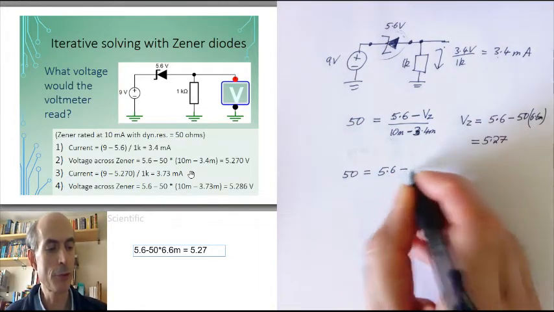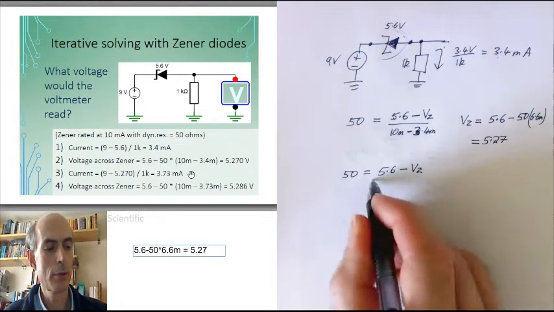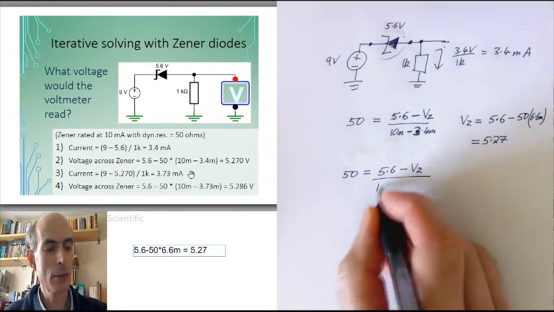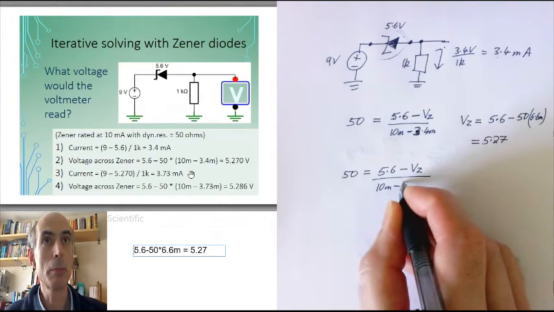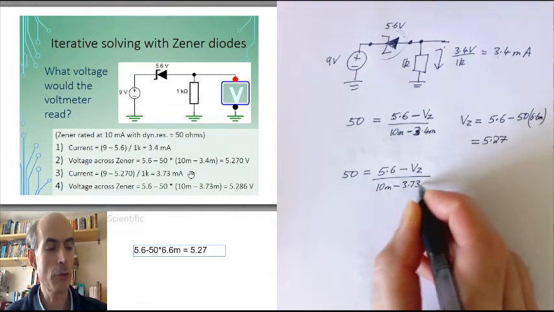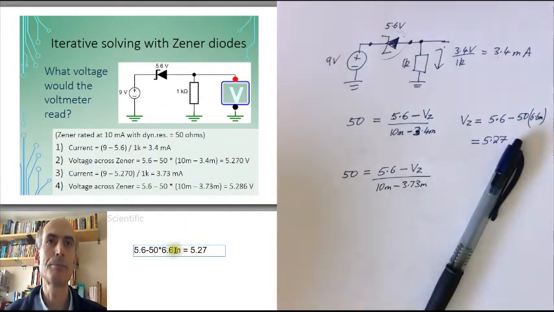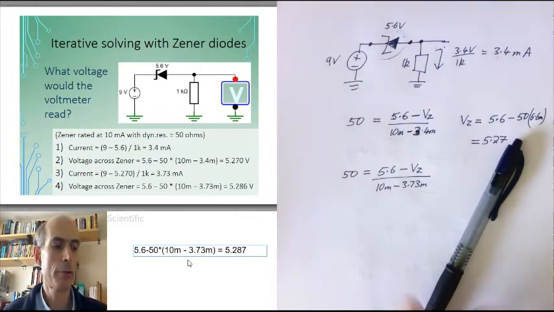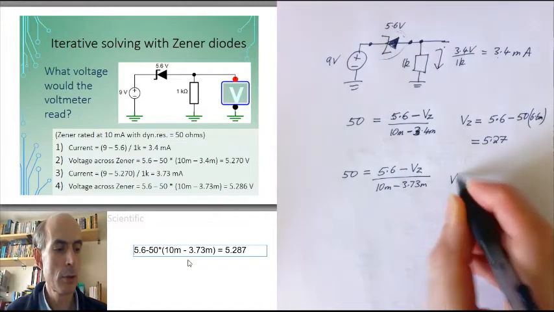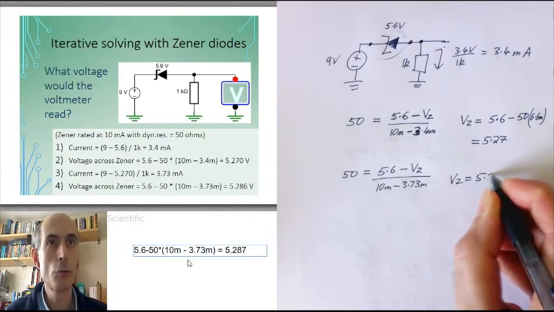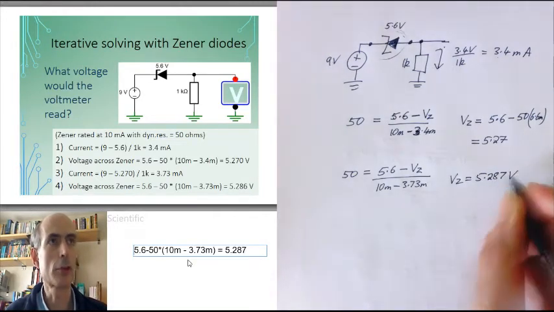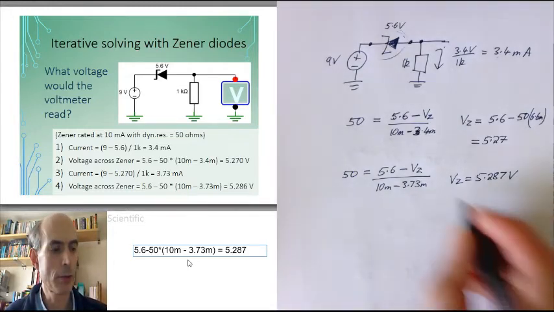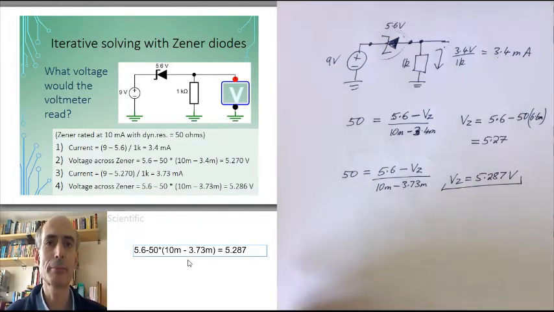5.6 minus the voltage across the Zener, 10 milli minus my better estimate of 3.73 milliamps. That would be 10 milli minus 3.73 milli, which would give me 5.287 volts across my Zener, and I might decide that that is accurate enough.